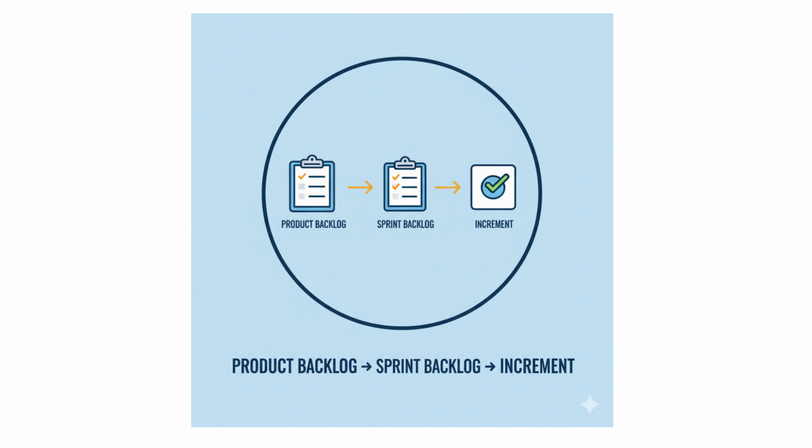Sprint backlog, the plan for this sprint. From the product backlog, the team selects items to work on during the sprint. These become the sprint backlog. The sprint backlog is the team's commitment, their realistic plan for what will be delivered in the next 2 to 4 weeks. It's created during sprint planning and updated daily as the team makes progress. Imagine the product backlog as the full restaurant menu and the sprint backlog as today's order. You don't cook everything at once. You pick what's most valuable right now.